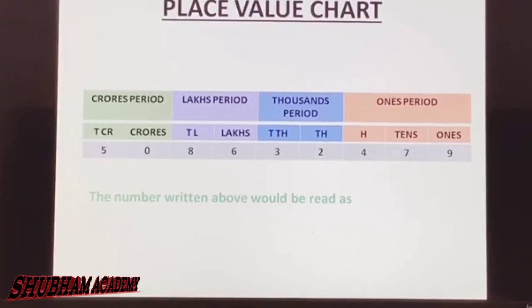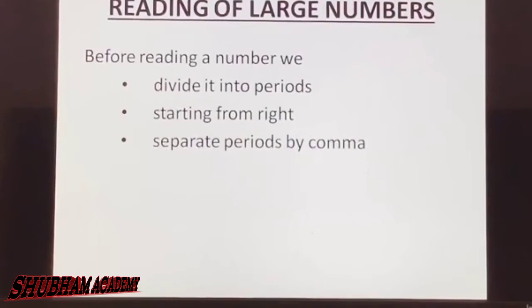Then the next column is the purple column with 8 and 6 there. So 86 lakhs, followed by the thousands column which has 3 and 2. So 32,000 and then the ones period. Ones period has 4, 7 and 9. So we will read it as 479. 50 crores 86 lakhs 32,479. Reading of large numbers.